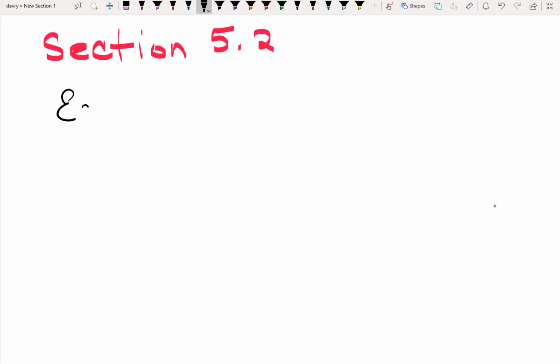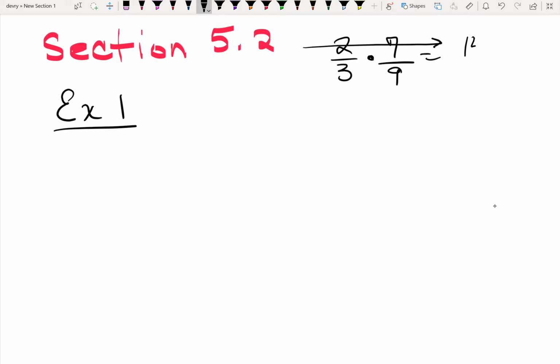So let's go back to a basic concept before I start this. If I were multiplying two fractions, say I'm multiplying 2/3 times 7/9 as an example, I would simply multiply across to get 2 times 7, which is 14, over 3 times 9, which is simply 27. Okay, if you can reduce it, you reduce it, so on.